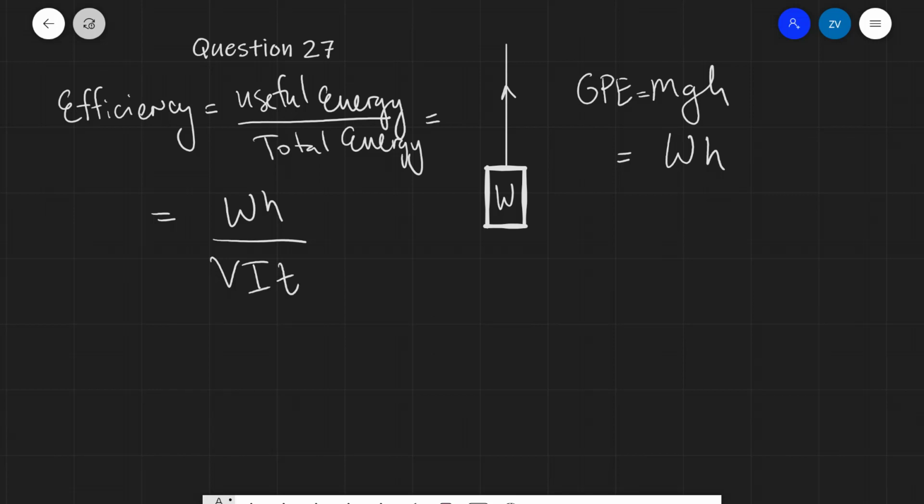If you're unsure where this expression comes from, power is energy per time, therefore energy is power times time. Power is V times I, so the energy is V times I times T. And therefore the correct answer is C.